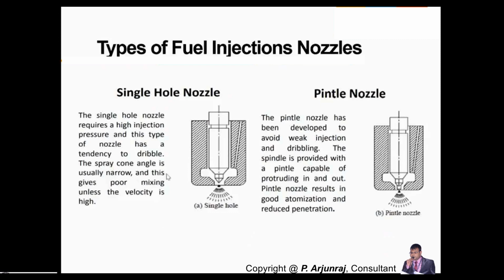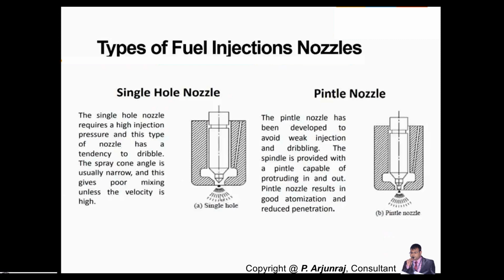And again, the spray cone angle is usually narrow. The cone angle is nothing but the overall angle from one end to the other end. The spray cone angle is usually narrow in the case of a single hole nozzle type, and it will give a poor mixing unless the velocity is higher, because you need to have high velocity and high pressure. If it is not having high velocity and high pressure, then the proper mixing of air and fuel is not going to happen, and as a result of that, the complete combustion will not happen.